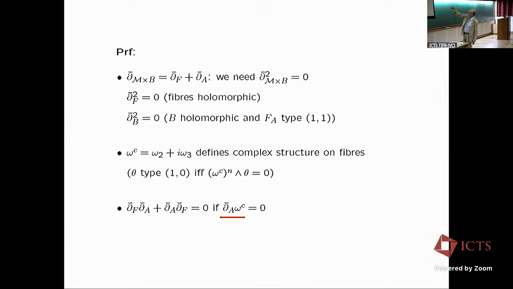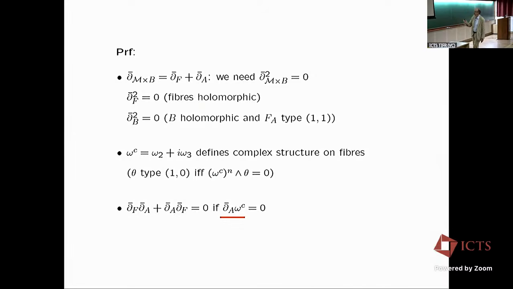D bar squared in the base is 0 because of the curvature of the connection. Actually, I've said d bar B, that's a mistake. It should be d bar A there. I'm sorry. You see this? That should be d bar squared A. So I've got d bar F plus d bar A. The curvature of the connection A is of type 1,1, so that implies that d bar A squared is equal to 0. So the only term left is this cross term, d bar F d bar A plus d bar A d bar F. That really is what depends on the variation of the complex structure.